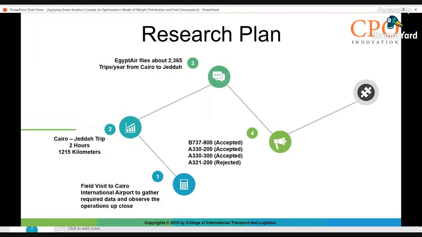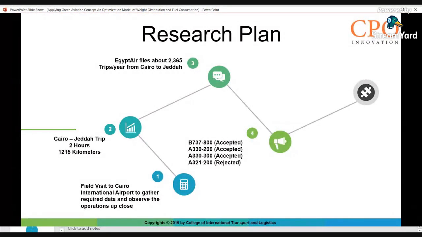Our research plan started with a field visit to Cairo International Airport, to be more specific, to the Egypt Air facilities there, to gather all the required data and to observe closely all the operations, to be able to select which operation contributes the most to the amount of greenhouse gas emissions, and which operations require the most optimization and effort.